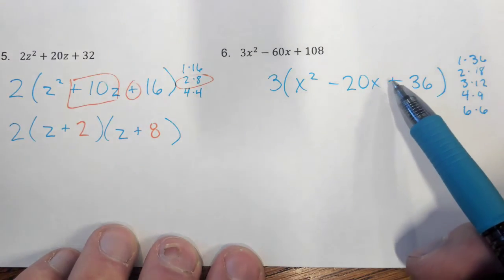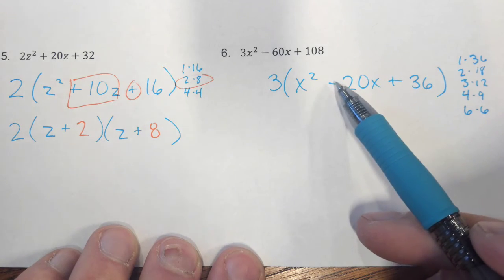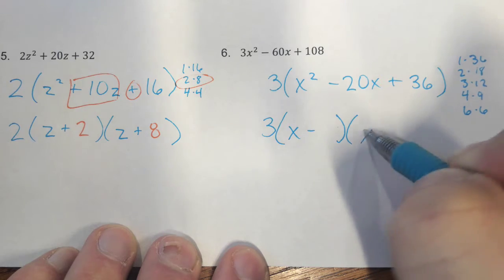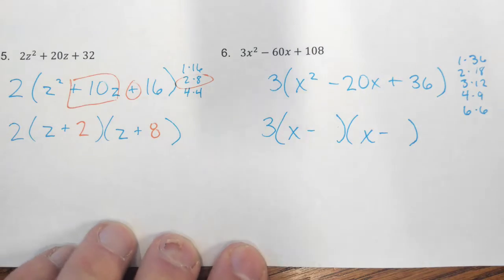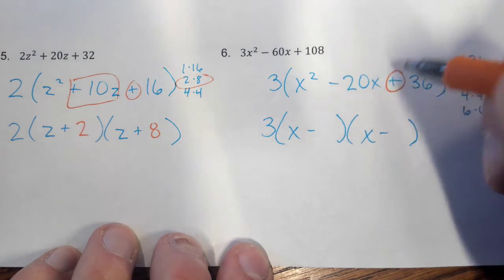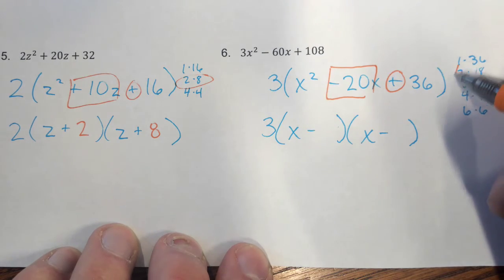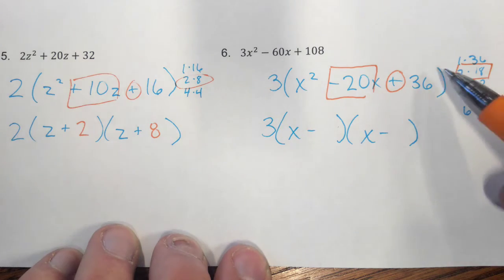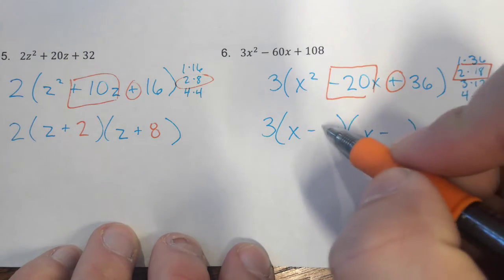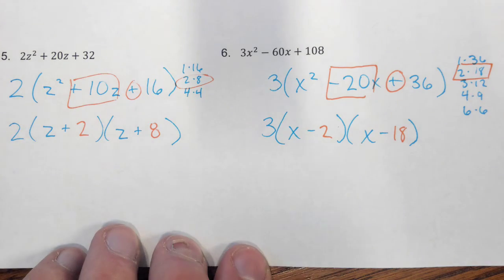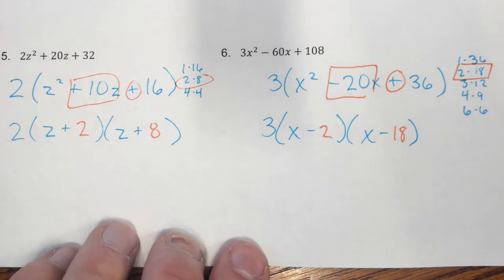Now I look at the sign. My third sign is positive, so I adopt the sign of the second for both of them. So it's going to be x minus and x minus. And then I'm looking at the factors of 36 that add to 20. I see it right there easily when my factors are listed out. 2 and 18 add to 20. They get dropped in. So there you go. Hopefully you did that one right. Let's check out the back.